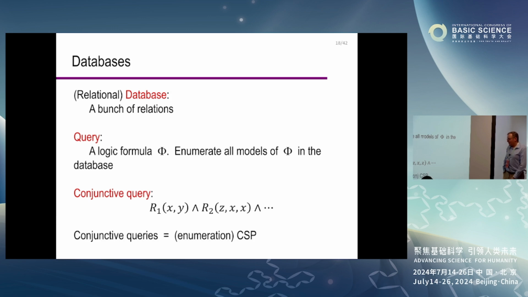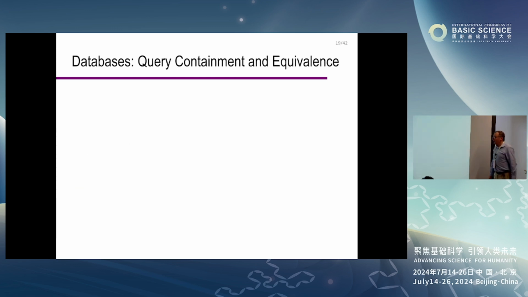The thing is, a conjunctive query is exactly a CSP. I want to satisfy all these relations. Or rather, I'm looking for all records that satisfy all these relations. So I want to find all solutions to a certain CSP. So any query to a database is a constraint satisfaction problem. Okay, but actually things go a little bit deeper than that.